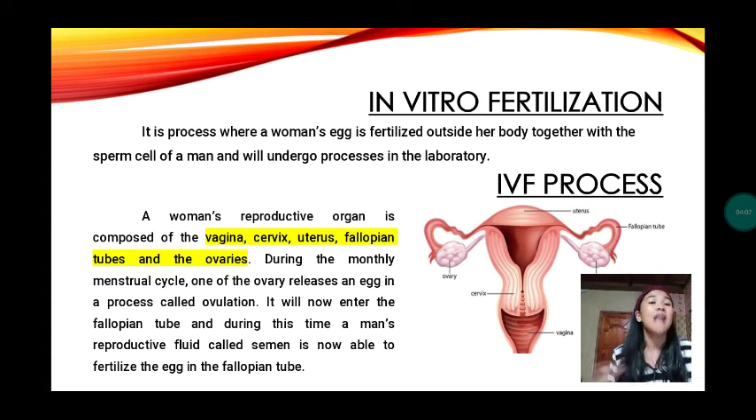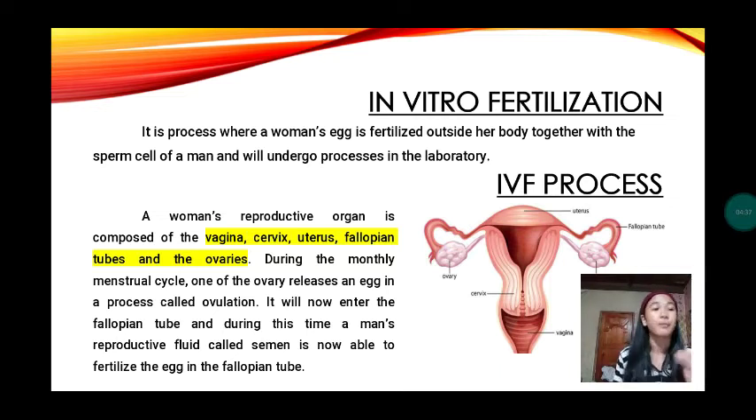So, now let's know more about in vitro fertilization, or the IVF. In vitro fertilization is a process where a woman's egg is fertilized outside her body together with a sperm cell of a man and will undergo processes inside the laboratory.